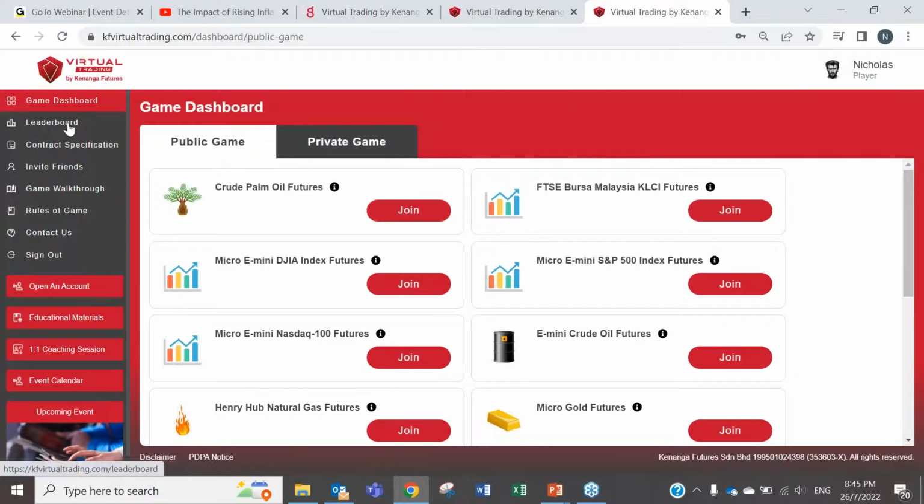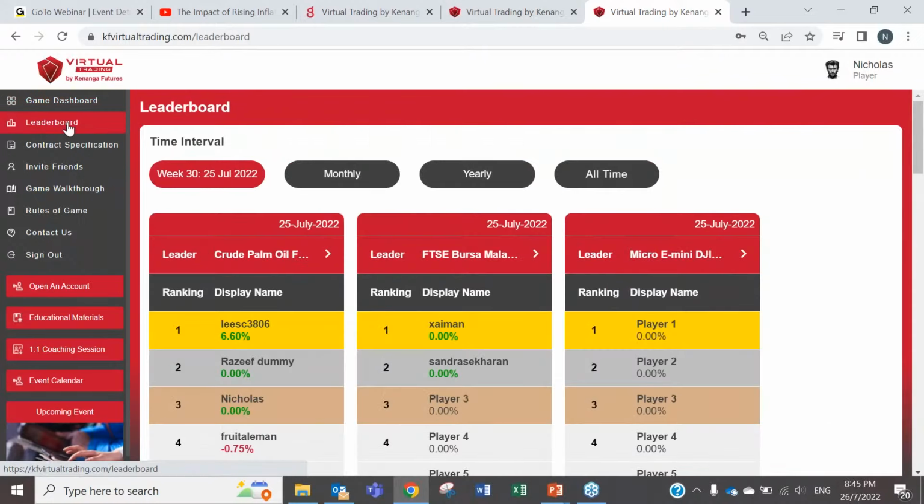On the left, you can see there is a leaderboard. The leaderboard will record all the games that you play in your public game. You may invite your friends or family and play this game together and challenge each other on this leaderboard.